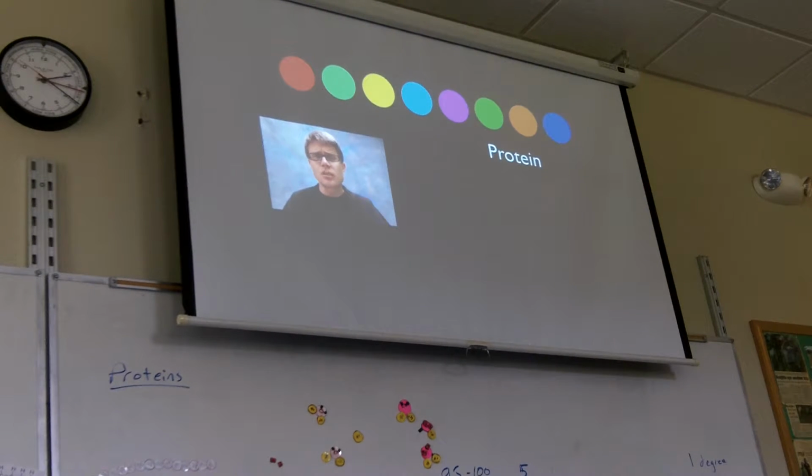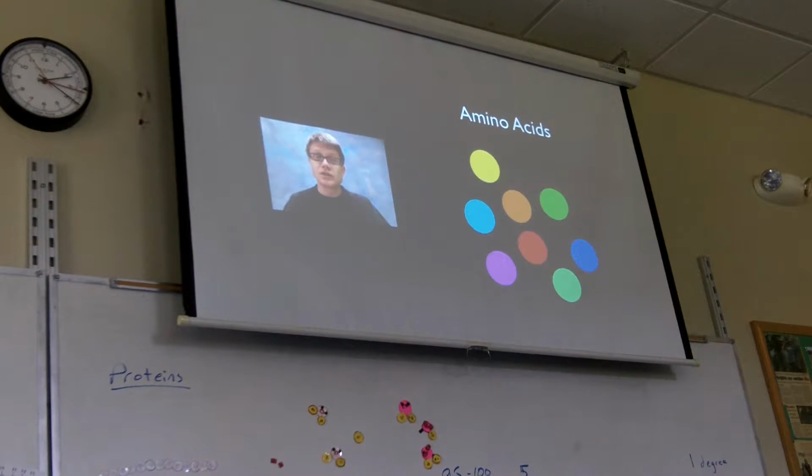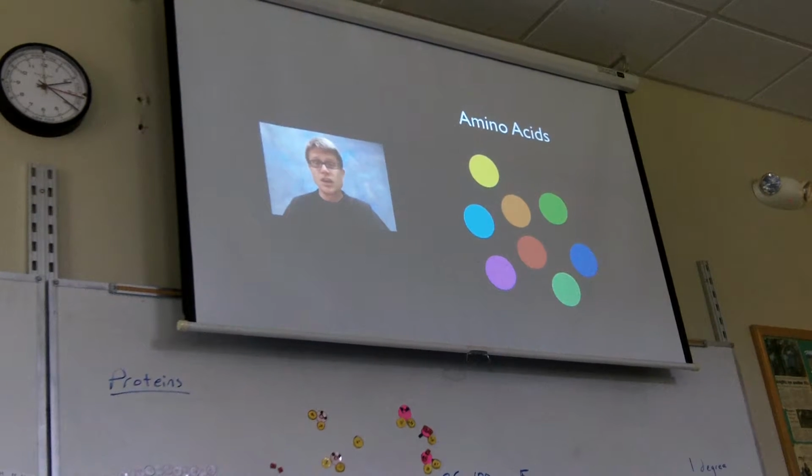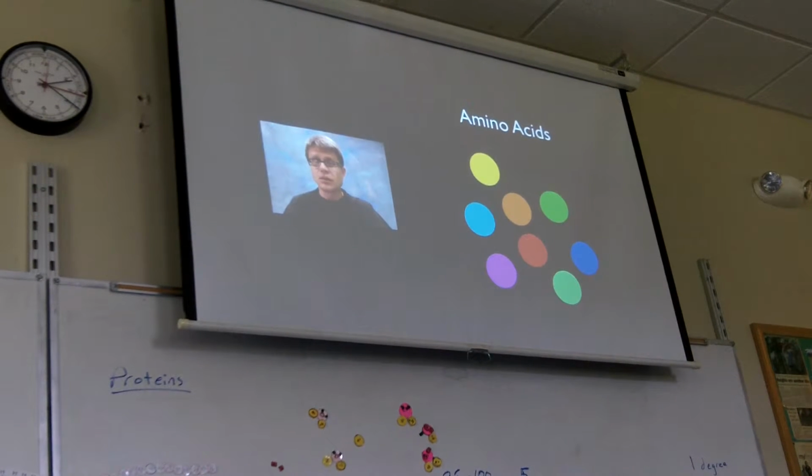But let's start by building a little bit of knowledge. Proteins are made of amino acids, and most 7th graders understand this. They're the building blocks of proteins. But where do we get those amino acids? We get them in our diet.